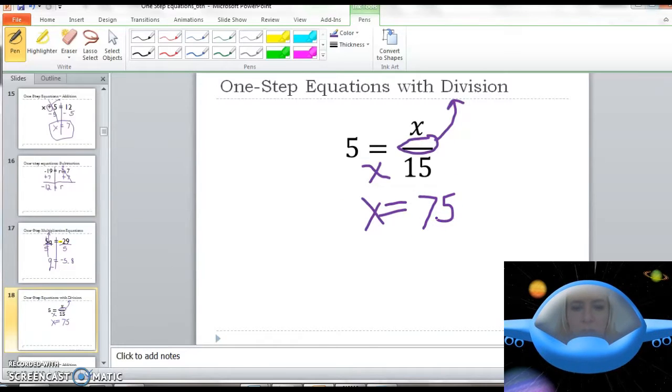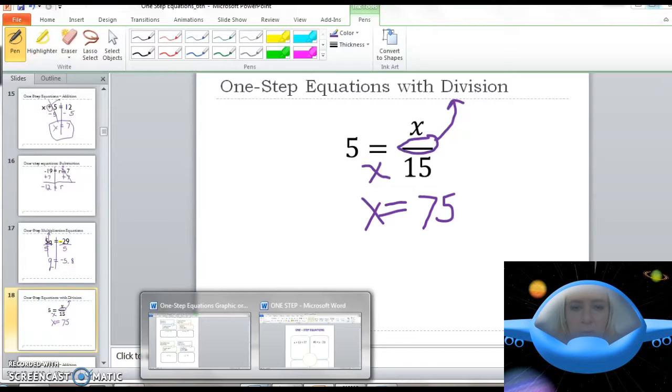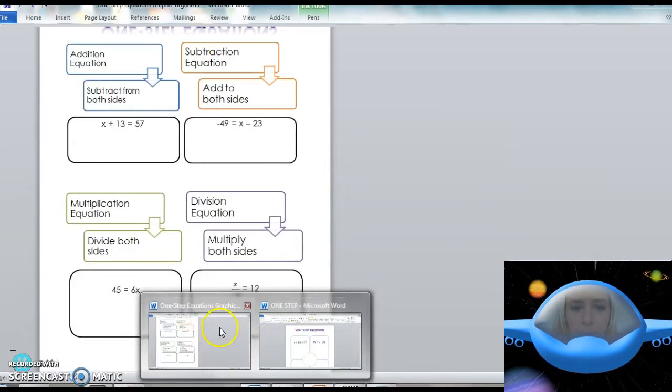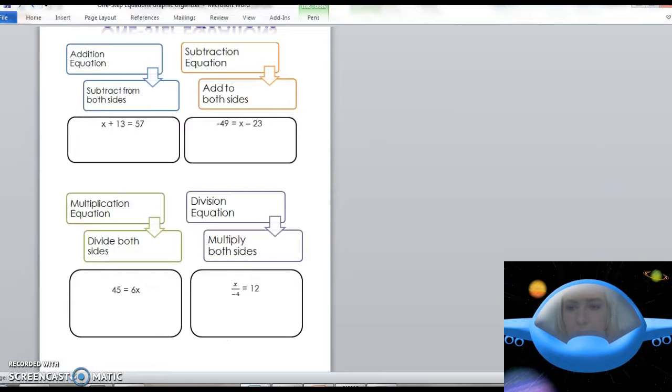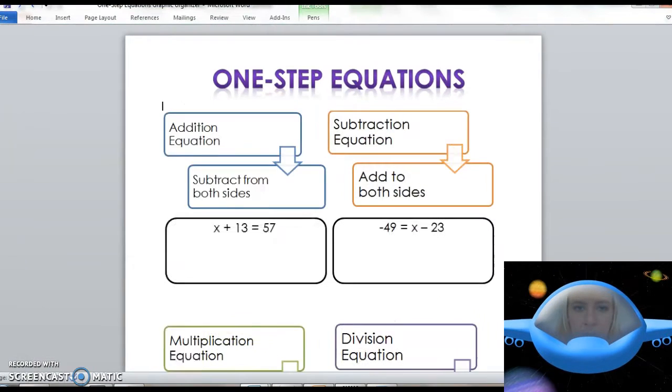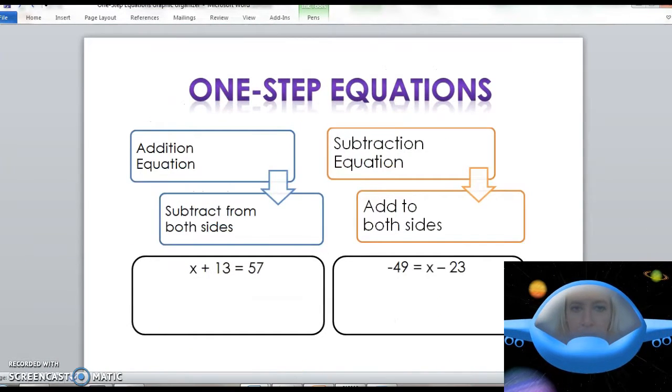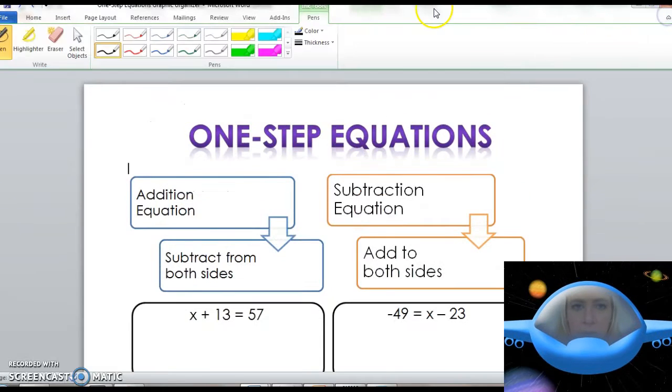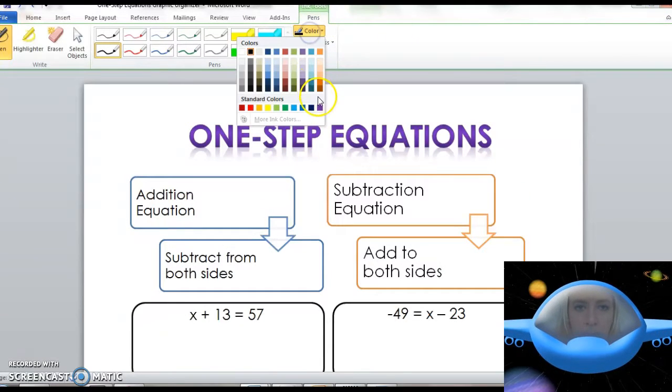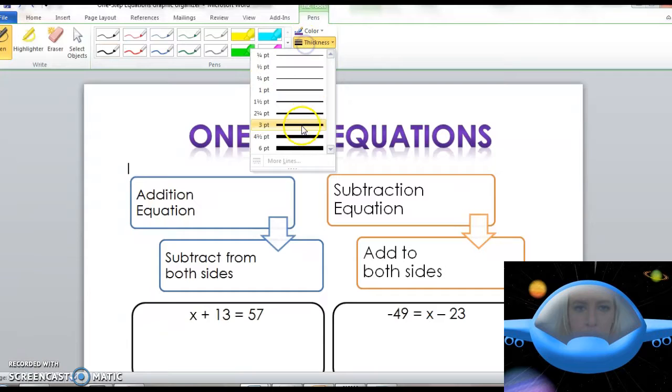Okay, so after that brief little review, we're going to fill out the graphic organizer to help. Let me zoom in on here a little bit more so it's easier for you to see. And I have the steps written on here as well. So let's use purple again.